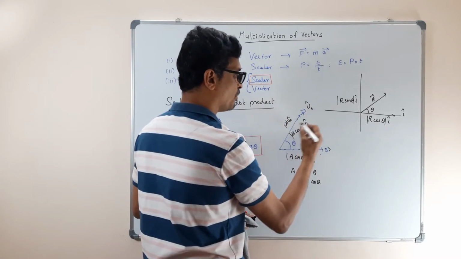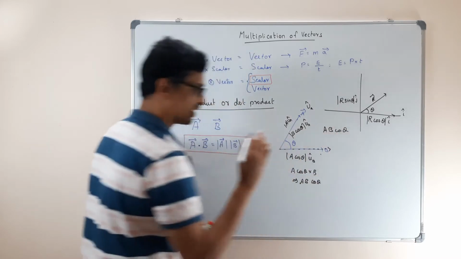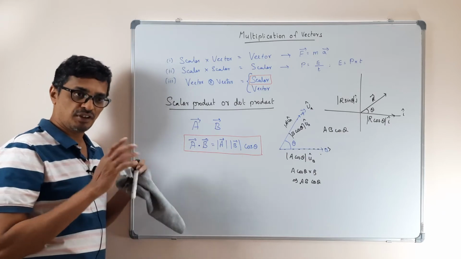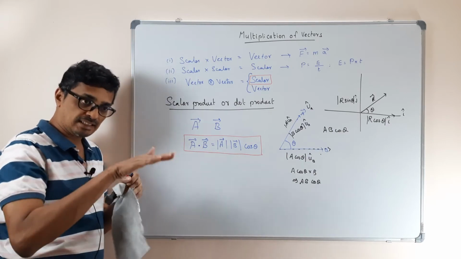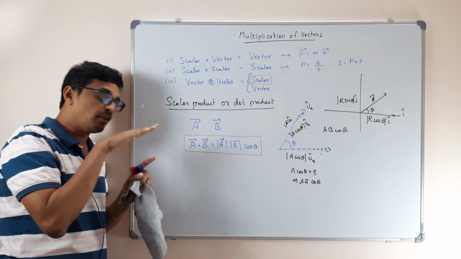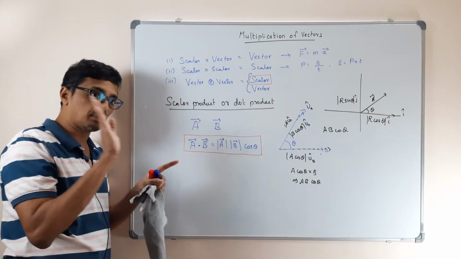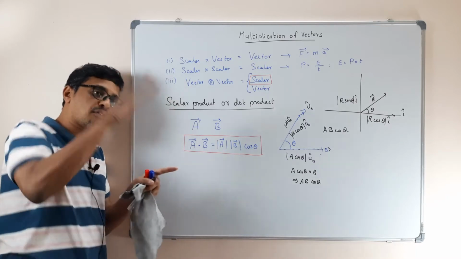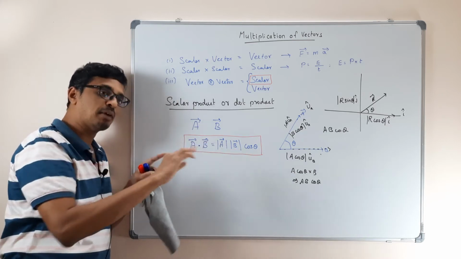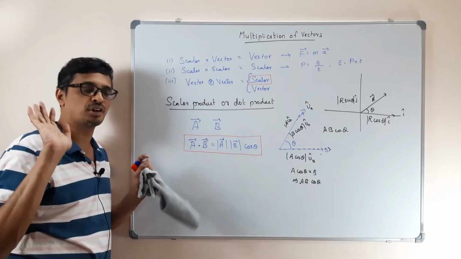Okay. So multiply the magnitudes. AB cos theta. So the scalar product is what? When you say a scalar product, it means you take the component of one vector over the other, so that they have the same direction, and multiply the magnitudes. Understand? So that's what a scalar product is.